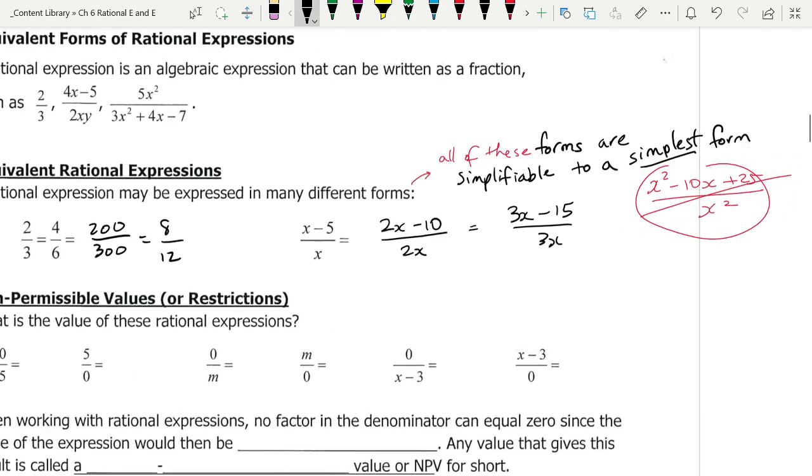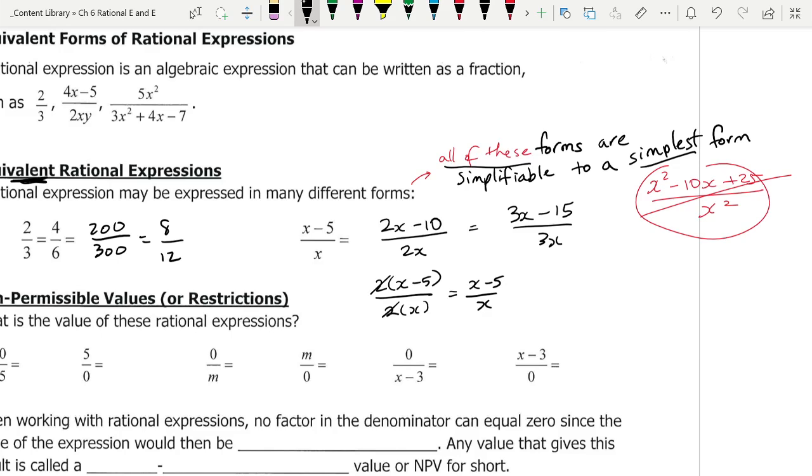And algebra is the same way. If I started with 2x minus 10 over 2x, I could factor a 2 out of the top and a 2 out of the bottom, and then divide those 2s. Notice that gives me x minus 5 over x. All of the forms that we call equivalent simplify to some simplest form of the same thing.